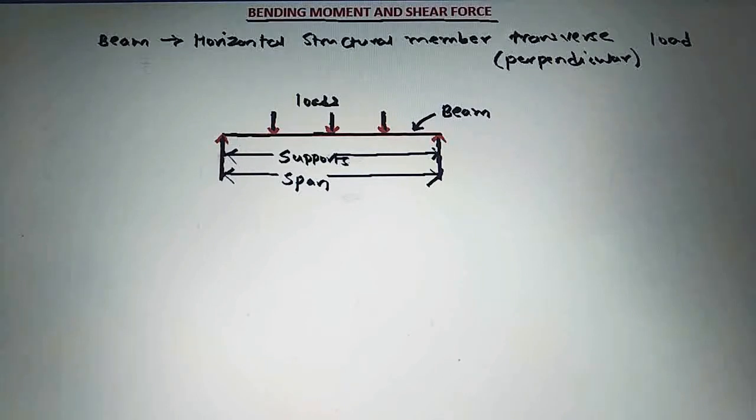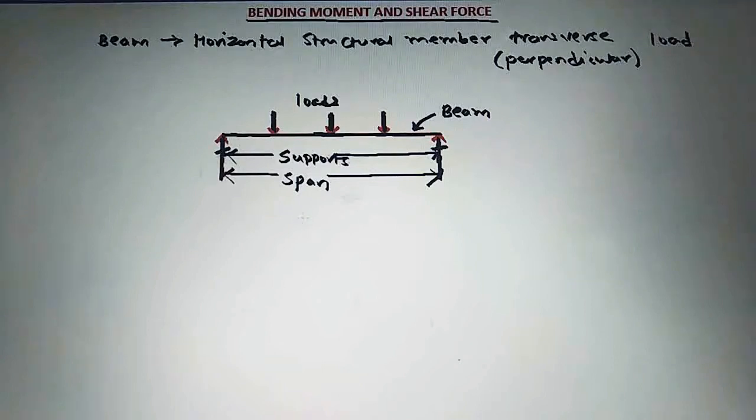Again, see here, what is beam? Beam is a horizontal structural member which is normally subjected to transverse or perpendicular loads. We are seeing in this figure here, this is beam, a horizontal structural member on which transverse or perpendicular loads are acting. These are the two supports of the beam, one on the left end, one on the right end.